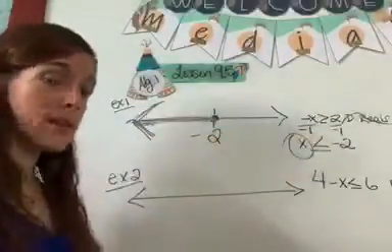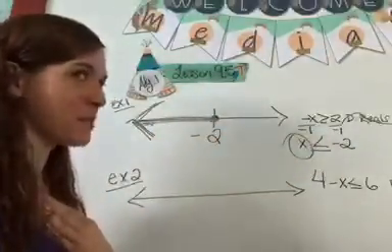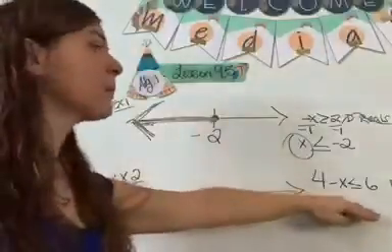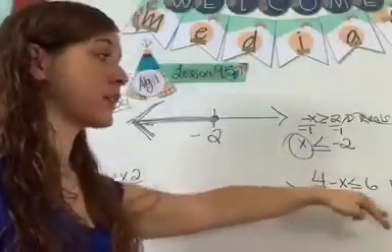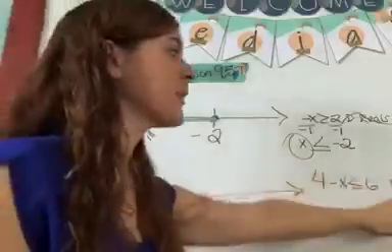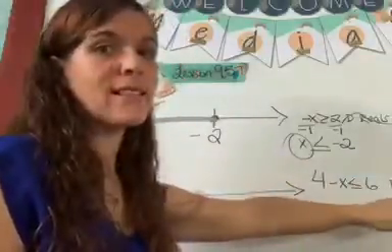Okay? Let's look at example 2. 4 minus x is less than or equal to 6. Okay? Don't worry about this yet, but we do need to look at that because that's integers.